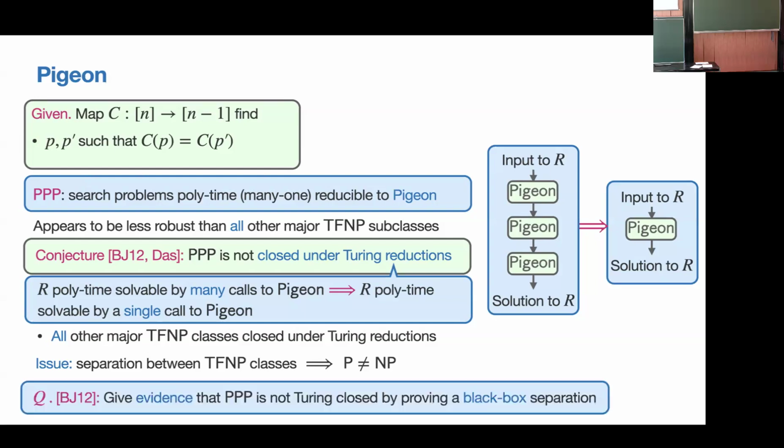Because of this, Buss and Johnson asked to give evidence that PPP is not Turing closed by proving a black box separation. That's the main result of this work: showing that PPP is not closed under Turing reductions. In the rest of this talk, I'm going to give you a flavor of our proof, because I think it's really cool and it has deep connections to proof complexity. We're going to use tools from proof complexity in new ways in order to show this.